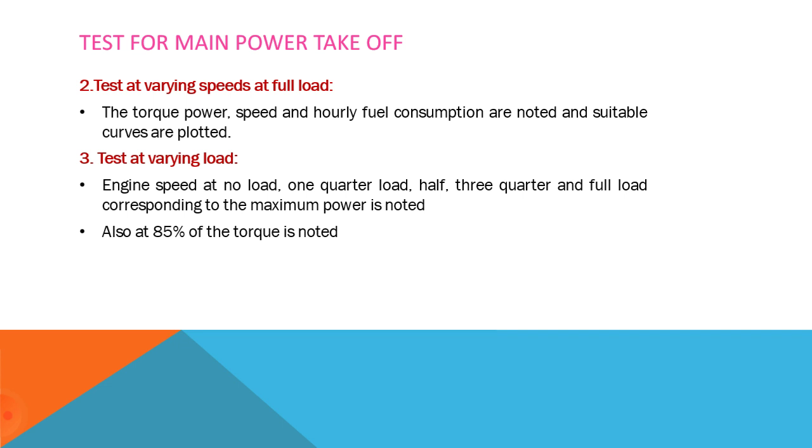So there will be a torque value, and at 85% of the torque we determine what the load value will be, and we run the test at that load condition also. In that case, we also measure the load, speed, power, torque, and fuel consumption, so that later we can plot graphs with all these values. That should also be in the test report.